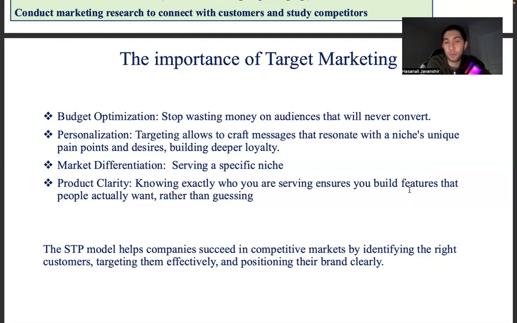So in general, STP model helps companies to succeed in competitive markets by identifying the right customers and targeting them effectively and also positioning their brand very clearly. So in conclusion, target marketing consists of segmentation, targeting, and also positioning. These strategies help companies to identify right customers and also create strong brand positioning. So in general, STP is very essential in business success.